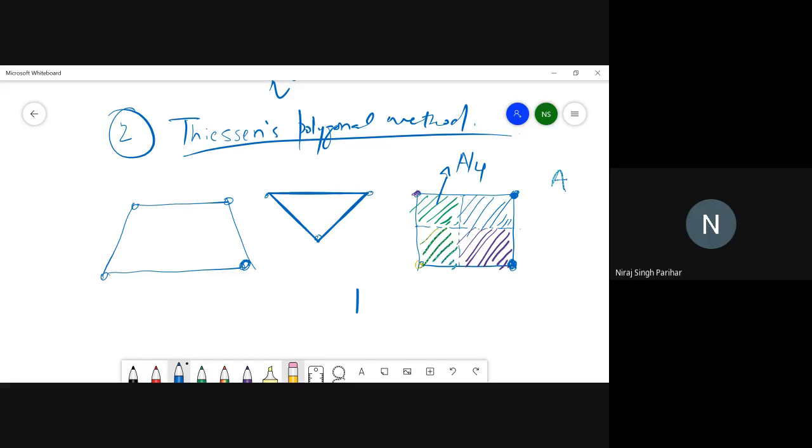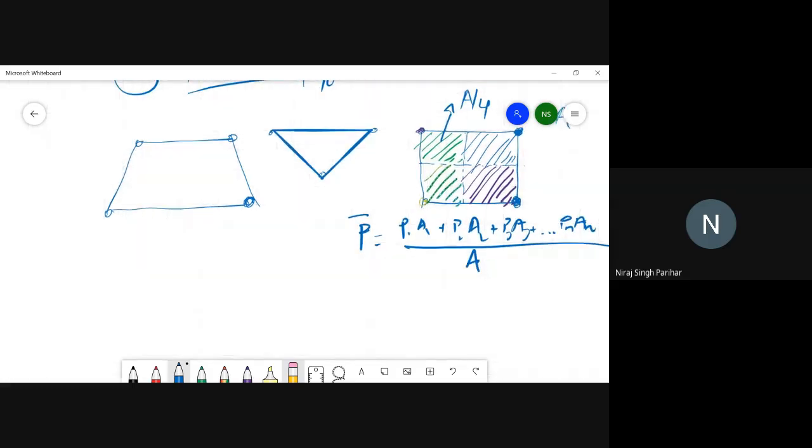In that case, the P bar will be equal to P1A1 plus P2A2 plus P3A3 plus up to PNAN if there are n number of areas, divided by the entire area A. Okay, this is how we proceed to the method. I can also write it as the summation of PiAi, i equals 1 to n, divided by A. So this is the weighted average.